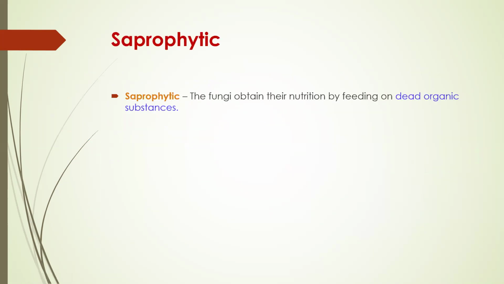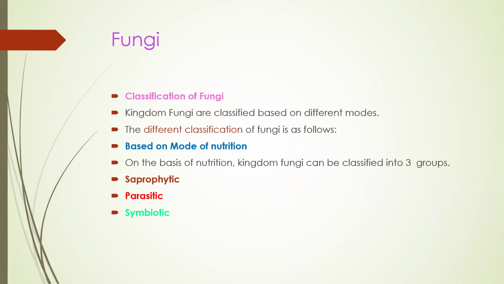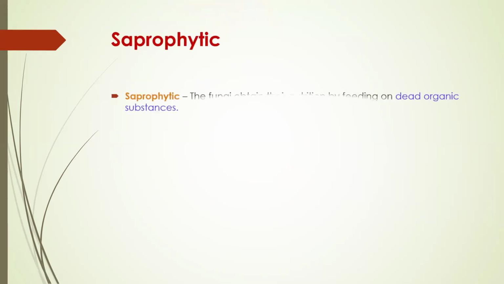Once again, I repeat, don't confuse. This is the classification of fungi based on mode of nutrition. On the basis of nutrition, kingdom fungi can be classified into three groups. First one is saprophytic, second one is parasitic, third one is symbiotic. First one, saprophytic.